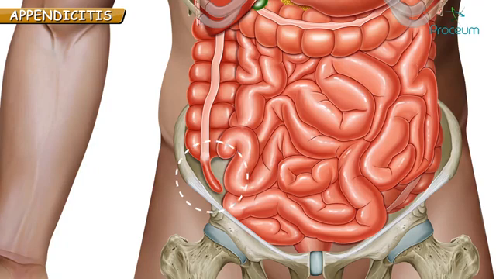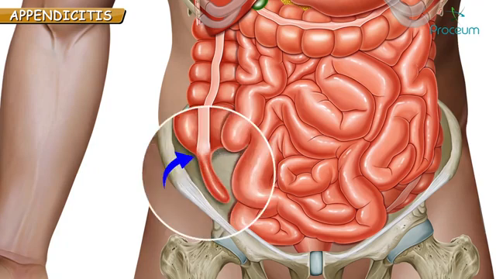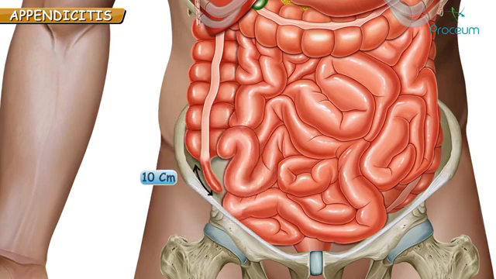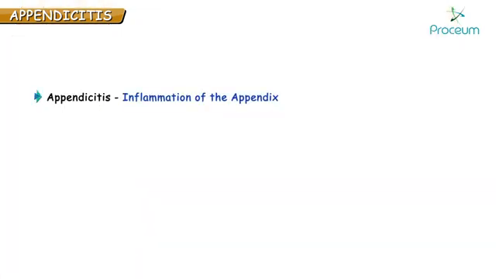The appendix is a tube-like structure that branches off where the large intestine, or so-called colon, begins. It's pencil thin and has a length of 10 centimeters. Now coming back to appendicitis, as you might know, itis means inflammation. So appendicitis is inflammation of the appendix.